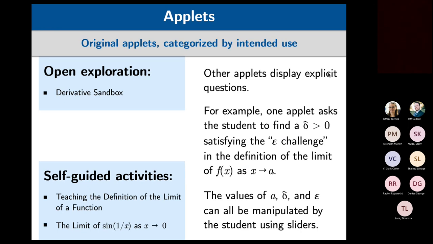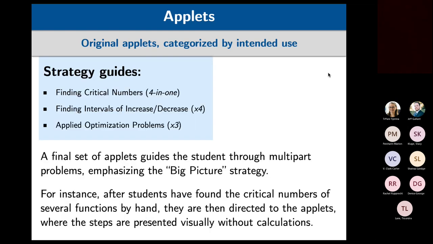I also had a few self-guided activities that display explicit questions. For example, when we look at the applet for teaching the definition of the limit of a function, the window explicitly asks the student to find a delta satisfying the epsilon challenge and the definition of the limit. The values of delta and epsilon and the point at which the limit is being taken can all be manipulated using sliders. We'll see that in a few minutes.